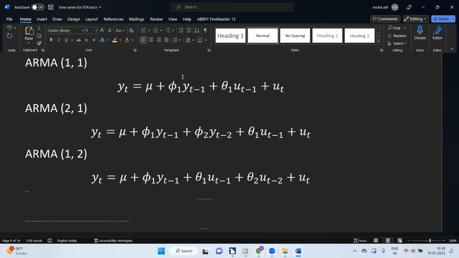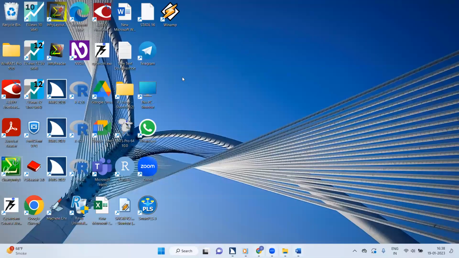Okay, now let's jump to the modeling part. We have discussed quickly the three kinds of processes: autoregressive, moving average, and a combination of these two. Then how do we know which process the variable is following? So let's open RStudio.